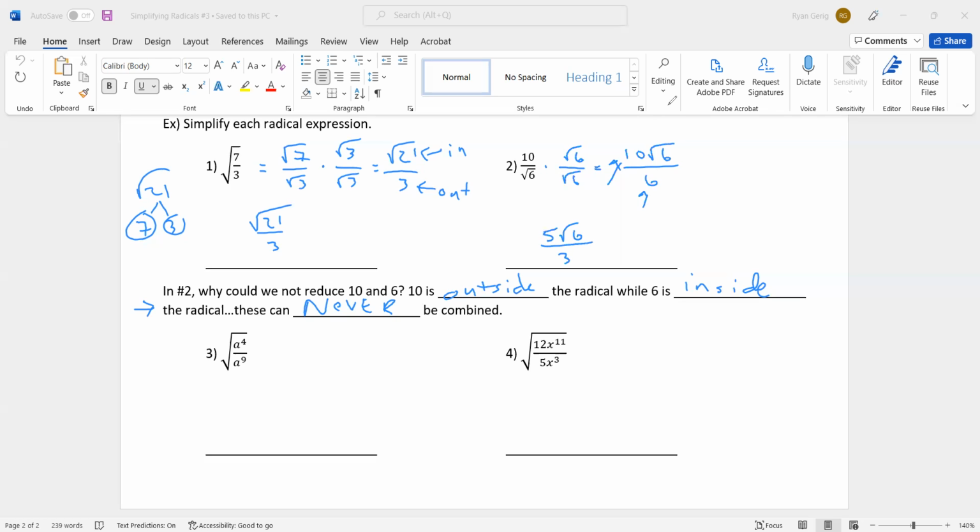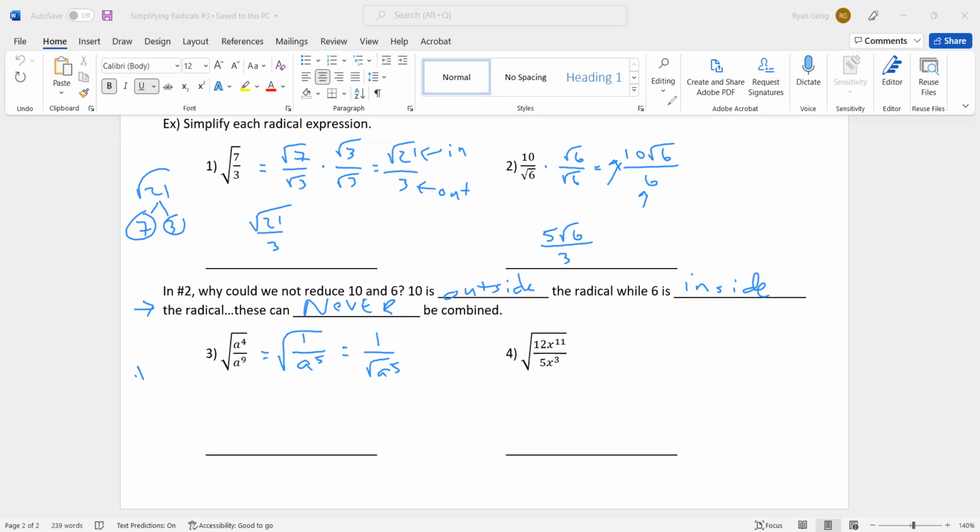Okay. 2 more. A to the 4th over A to the 9th. So yeah, we're still doing variables with this. Again, I can reduce this though. Where are there more A's? On the bottom, A to the 5th. That leaves a 1 on the top, right? There's 5 more A's on the bottom. Well, square root of 1 is just 1, and the square root of A to the 5th, I can actually simplify that. There's a couple ways you could do this. You could simplify that first, or you could just multiply by square root of A to the 5th. I'm going to simplify it first, just to show you that you can.